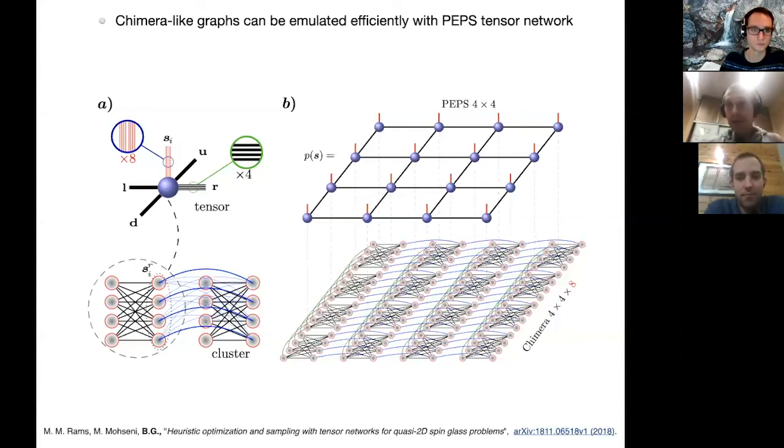Basically, the Chimera graph is very regular, right? So you have those unit cells that are weakly connected. For tensor networks, what is difficult to simulate are multi-connections. But if you could take a tensor and represent the entire unit cell, you wouldn't have to worry about those connections. You'd have to only emulate weakly connected clusters. And that's basically the whole idea behind it, right?